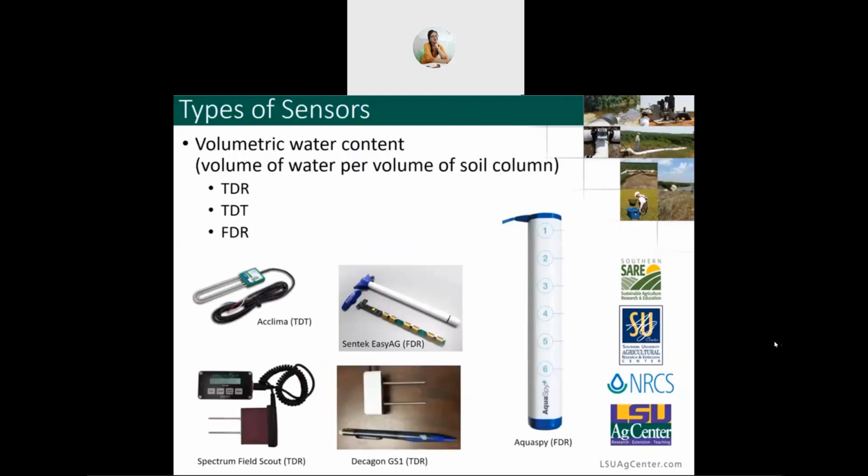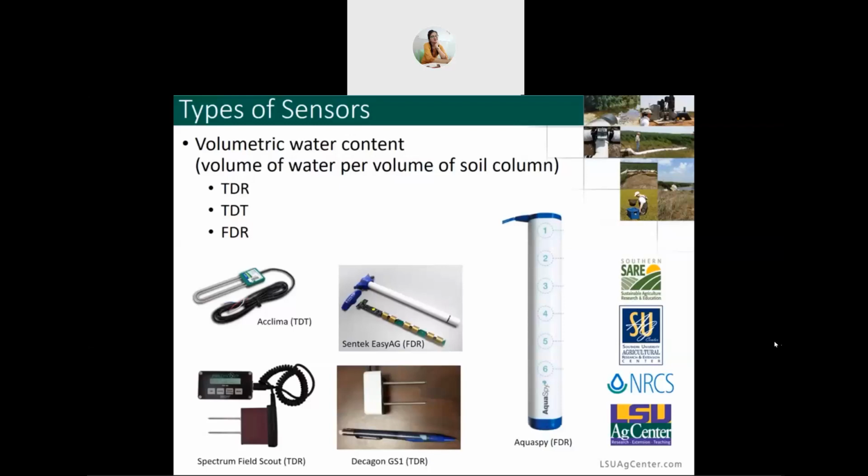Volumetric water content sensors are an alternative to the gravimetric sensors we just discussed. These sensors estimate soil moisture by estimating the volume of water per volume of soil column. I'm not going to get into the details of how they work, but there are different kinds. What I am going to point out from these different examples is that some are individual sensors where you bury them in the soil however is most appropriate, and then it will still need to be wired to a logger or some sort of reading device.